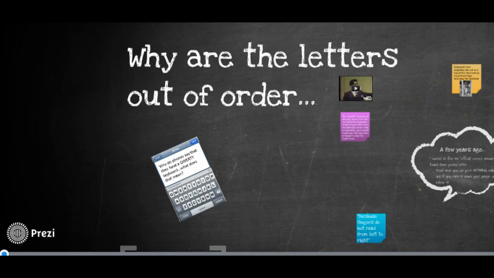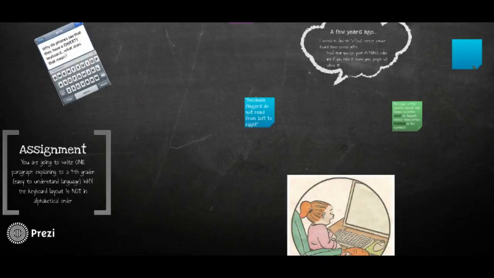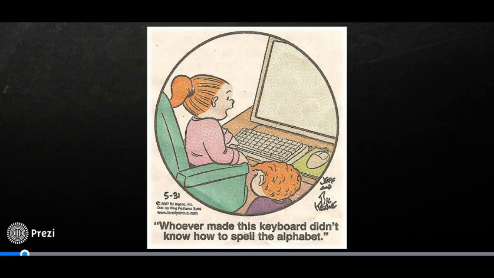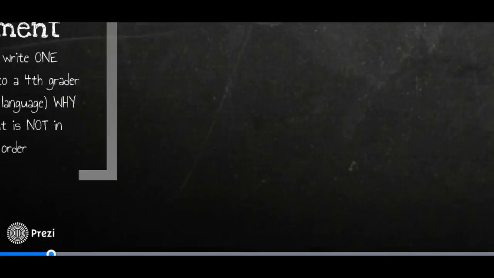So if you've ever wondered why the letters on the keyboard are out of order, this presentation is for you. I thought this cartoon was cute: whoever made this keyboard didn't know how to spell the alphabet. I have to agree, I always thought it should go A, B, C, D, E, F, G across the top row, but obviously it doesn't.